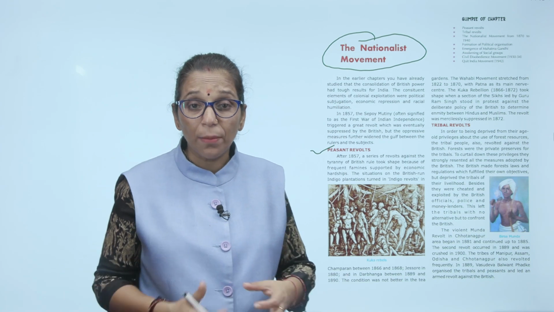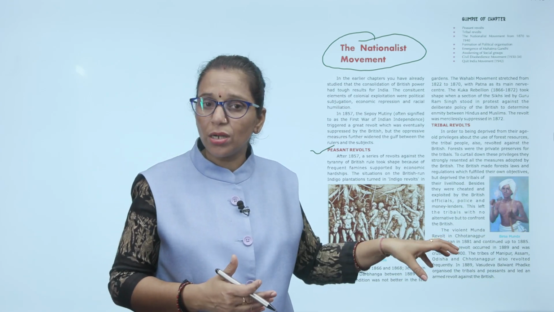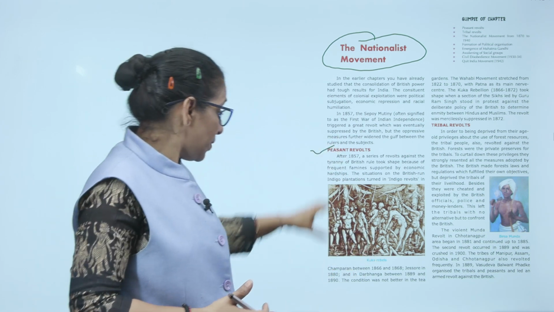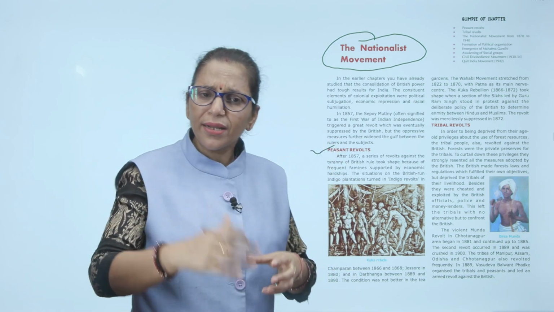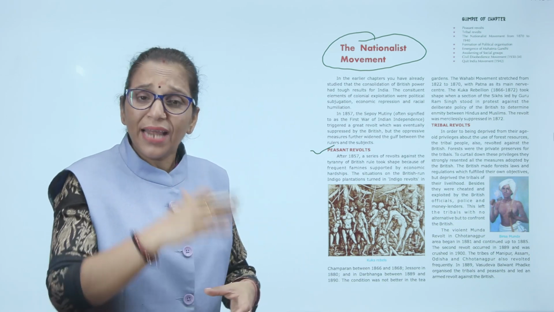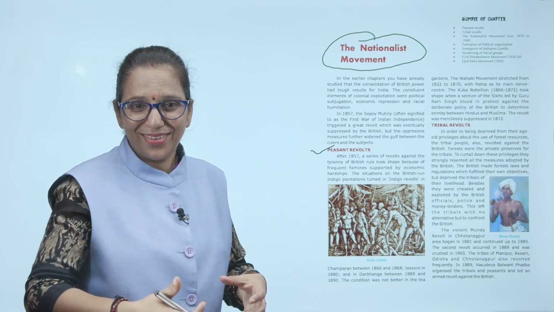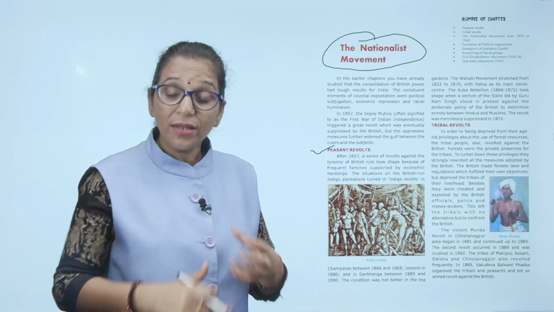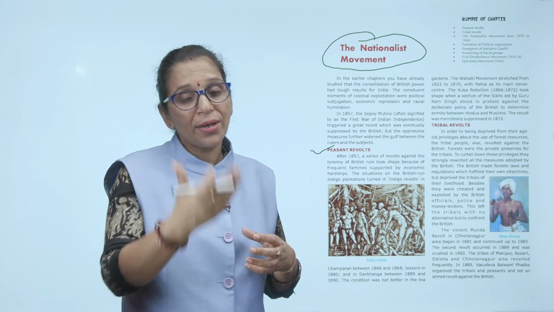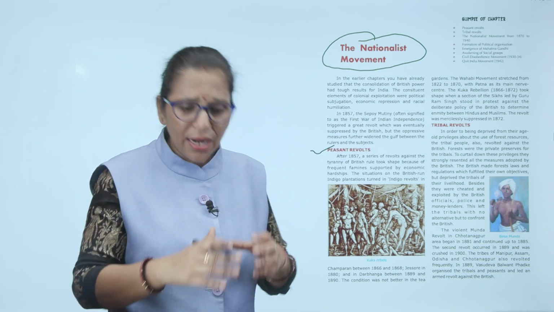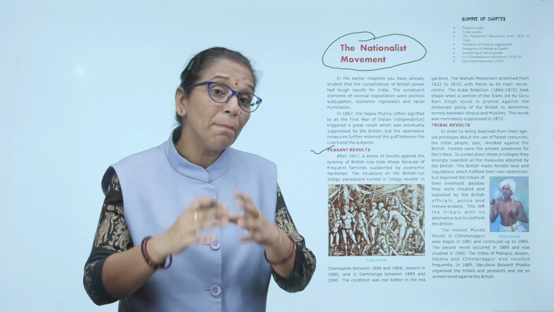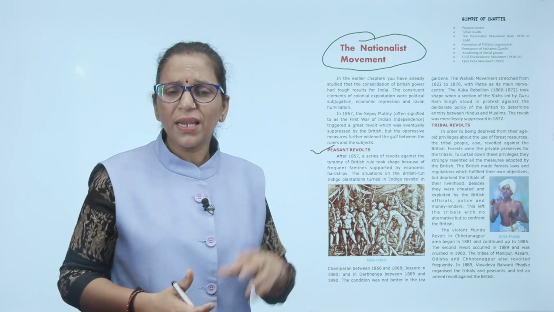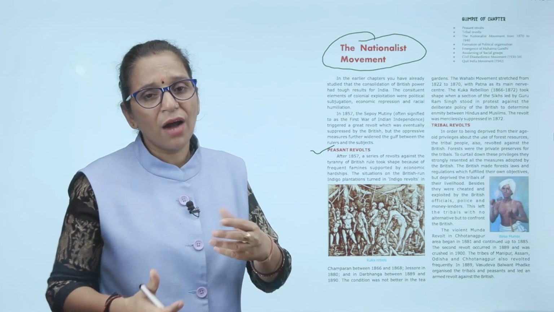The situation on the British-run indigo plantations turned into the Indigo Revolt. Why? What did the Britishers do there? They compelled the peasants to grow indigo, which was used to shine white clothes. And once indigo was grown on a particular land, that land after some time became barren. You cannot grow anything on that land. But they were compelling.